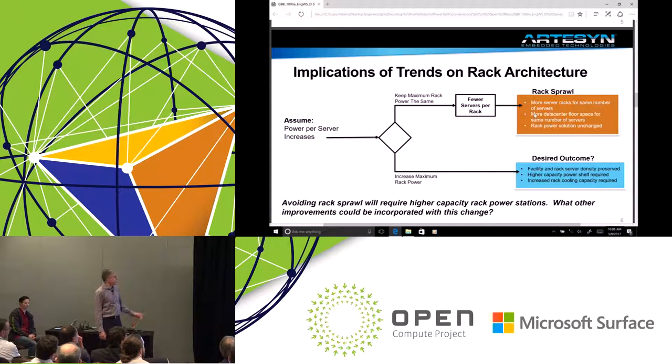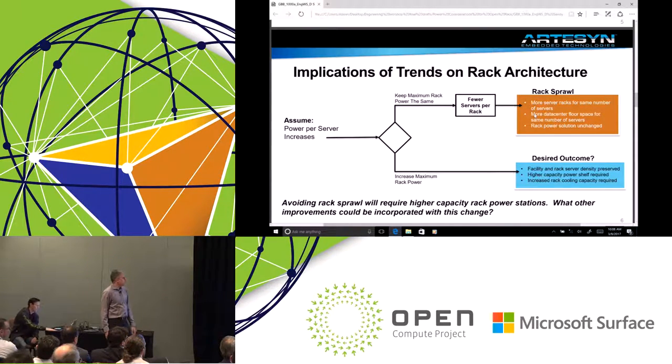But we can see if we keep the maximum rack power the same, that means you're going to have fewer servers per rack, right? If each server costs more power to run, it's fewer servers per rack. And in order to keep the capacity curve of the data center on the same trajectory, you're going to need more racks, right? Because fewer servers per rack, you just need more racks to do that. So that creates rack sprawl.